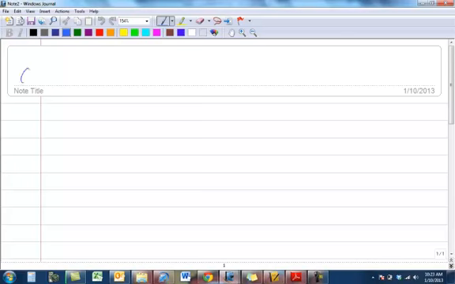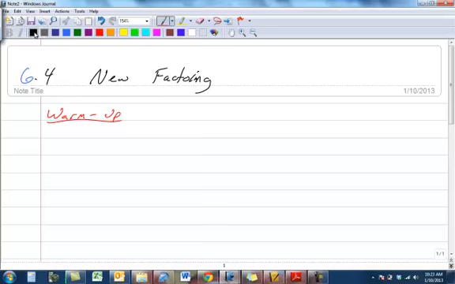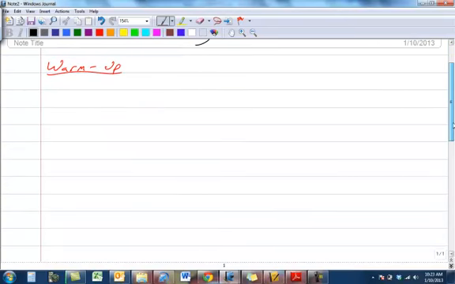Alright, 6.4 is all about new factoring. Last semester, we learned about 4 ways to factor, and here's a quick review. I want you to do a quick warm-up. I'm going to put these up. Go ahead and press pause, and then factor these.